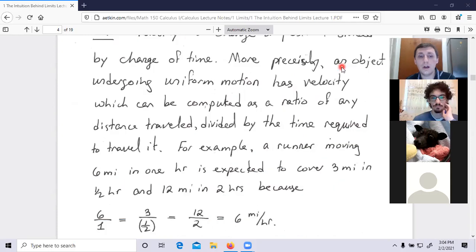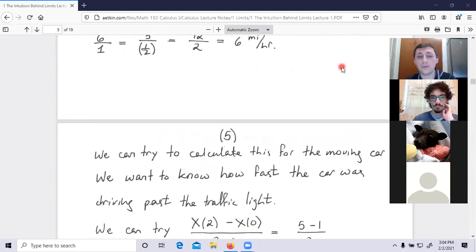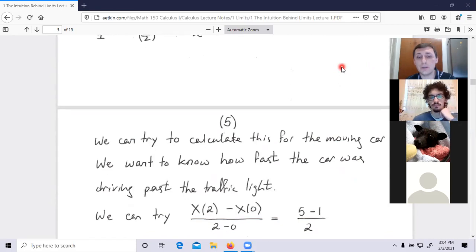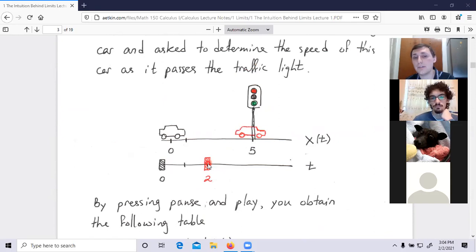What do you do when you have to speed up and slow down? For example, I know that the car passes the traffic light when t equals 2, at 2 seconds. So when the video is running at 2 seconds, you can press pause here. The car is at the traffic light. You understand? So I'm interested in the speed of the car at 2.